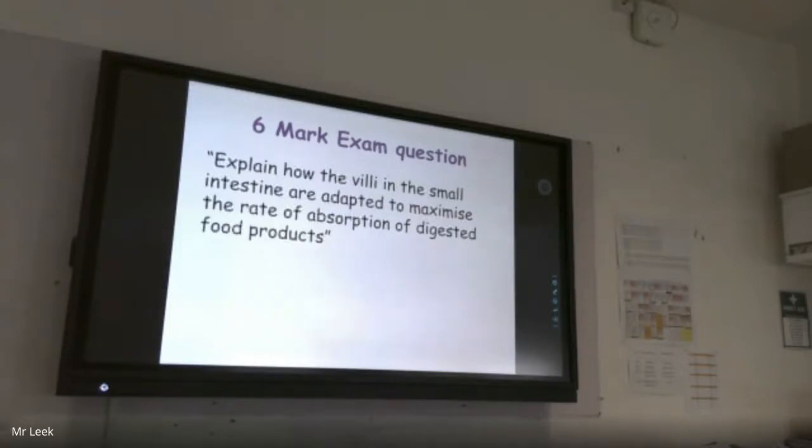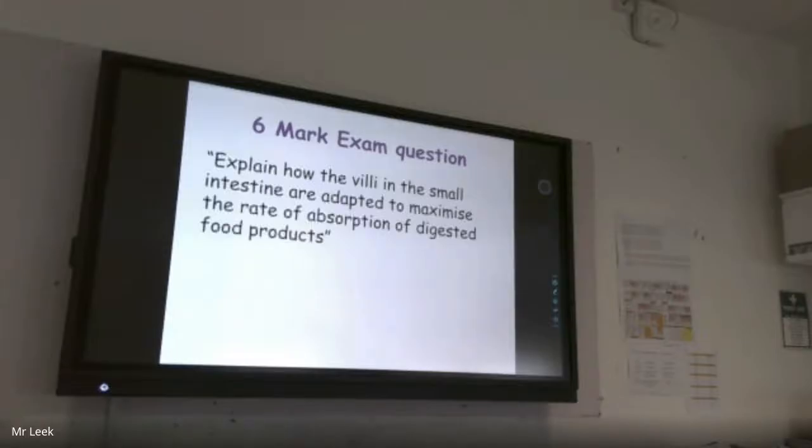Okay, so Luke, when you've written the question, have a little think about what the answer can be, because you all know them already. Explain how the villi in the small intestine are adapted to maximize diffusion. Okay, you all know them. But we're not writing the question. Just have a think about it before you actually answer it. But there's four answers.